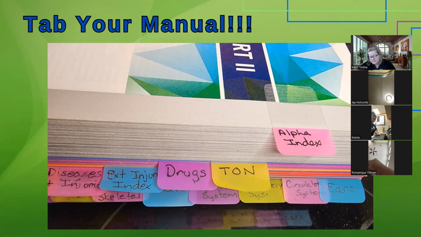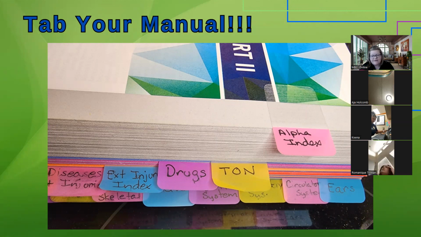And just like CPT, y'all, this can be done by, like how I have it here, by what the chapter is body system wise, or a probably more effective way to do it is by the code range. Because when we look in the alphabetic index, it gives us a code range to go to, right? So wouldn't it be easier if the tabs had the code range on them so we knew exactly which chapter to go to? We didn't have so much to flip through, right? So that's my first suggestion: tab the manual.